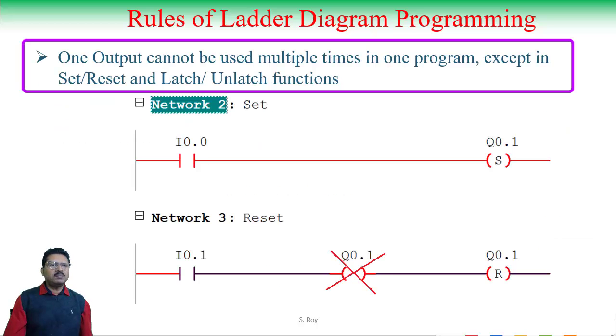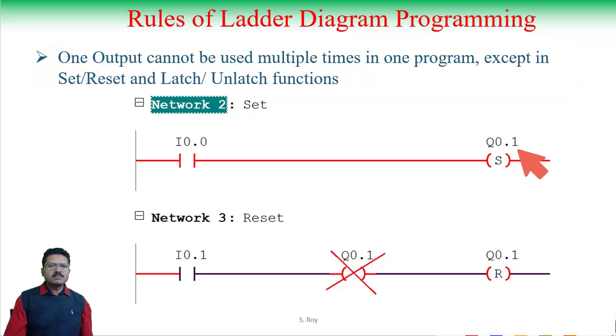One output cannot be used multiple times in one program except in set, reset and latch or unlatch function. Means a single output can never be used in two positions unless it is used in set, reset or latch unlatch function. Here Q0.1 has been used as a set coil and Q0.1 has been used as a reset coil. Means Q0.1 has been used in two positions while it is used as set and reset. But Q0.1 is never allowed to be used in series or parallel anywhere else.